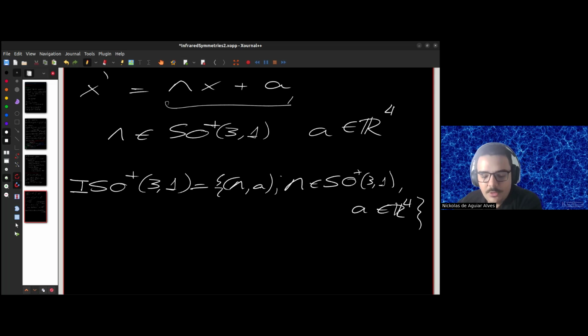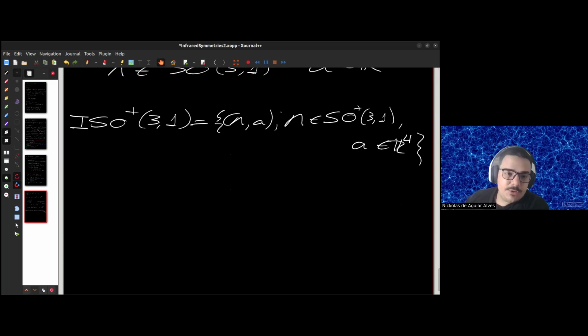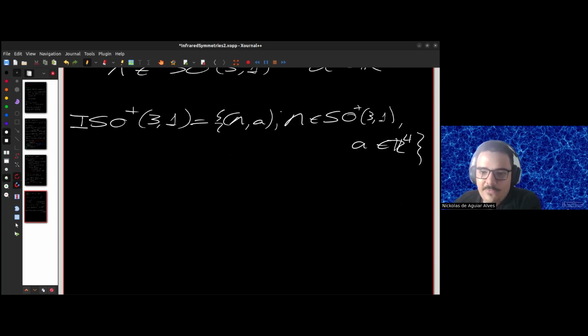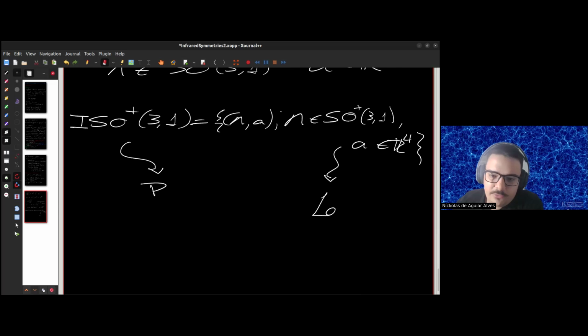So this is the collection of transformations with this property that I wanted, that it preserves the components of the Minkowski metric. And the reason I'm using this specific notation here, there are other notations that you can find across physics. So for example, I'm using this notation, which is a bit more group theoretic, but there are people who also write the Lorentz group here as, for example, L. There are people who write this guy here as P. It depends on the author. I decided to go with this notation.